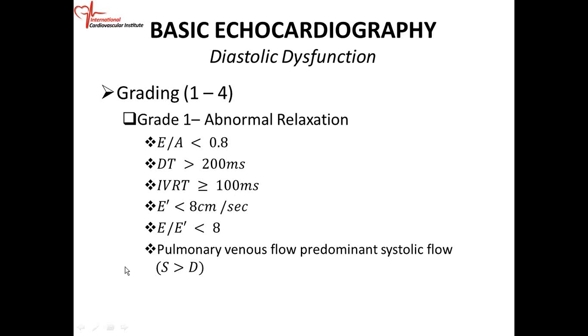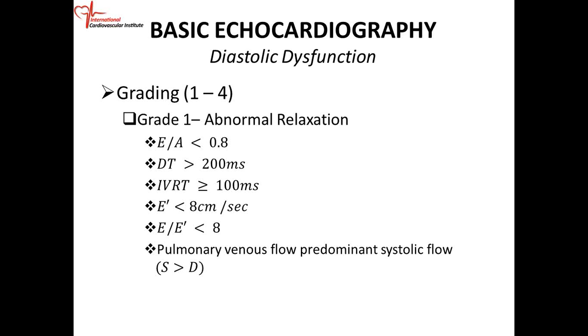Okay? Your E is usually less than the A. Deceleration time is prolonged, more than 200 milliseconds. IVRT is usually prolonged, more than 100 milliseconds. And the E prime has to be less than 8 centimeters per second. You cannot have diastolic dysfunction with an E prime which is more than 8 centimeters per second. And the filling pressures are usually normal, so your E/E prime is usually less than 8.